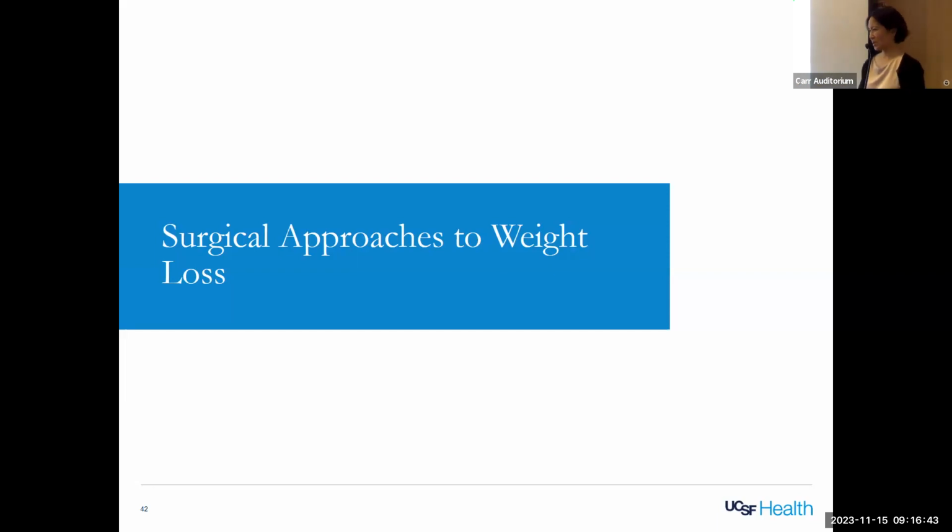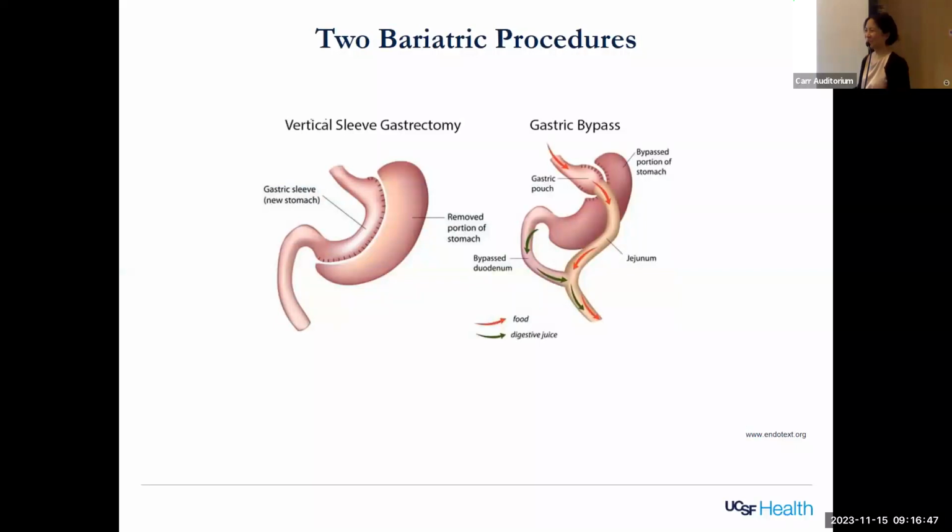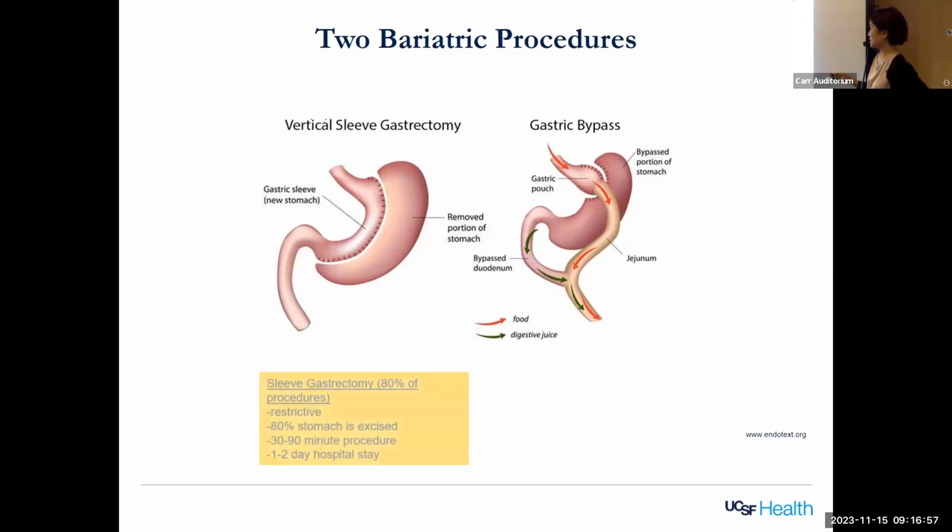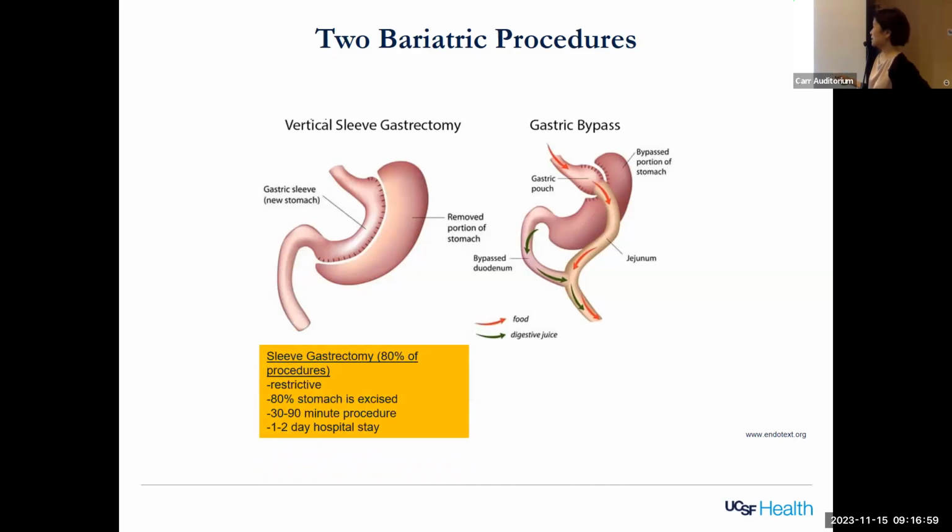Okay, so just really quickly, we don't do surgery, but we refer a lot of patients to surgery, and so I just want to go over the basics. There are two bariatric procedures that are done commonly. The first is the vertical sleeve gastrectomy, done in about 80% of cases here. 80% of the stomach is excised and taken out permanently. What's remaining is a narrow tube of a stomach, which can only accommodate a few ounces of food or beverage at one time.